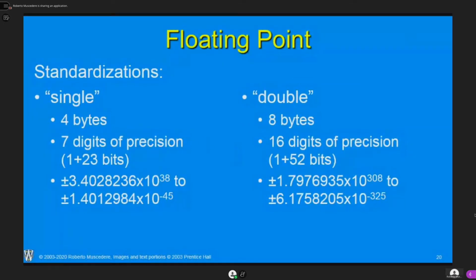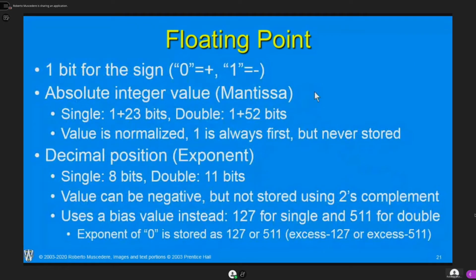All right, so as far as more examples, again, here it was more of an explanation of what's happening, just how the information is stored. We have the 1 bit for the sign, the absolute integer values for the mantissa. Basically, it's just an integer number, but in a representation of 1 point something, where we drop the first one. So we actually have a 24-bit number for single or a 53-bit number for double, but we drop that first one. 0, again, is a special case.